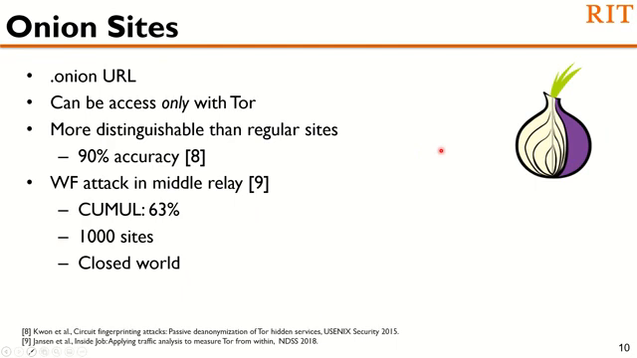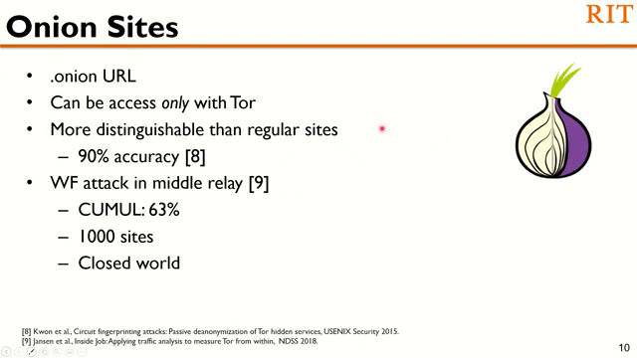Onion sites, formerly known as hidden services, are the special service provided by Tor to provide server anonymity. These sites can only be accessed through Tor. Previous research showed that these sites can be distinguished from regular sites with over 90% accuracy.